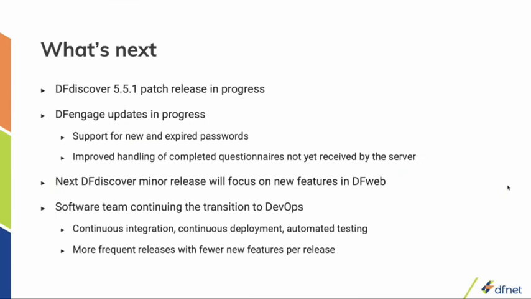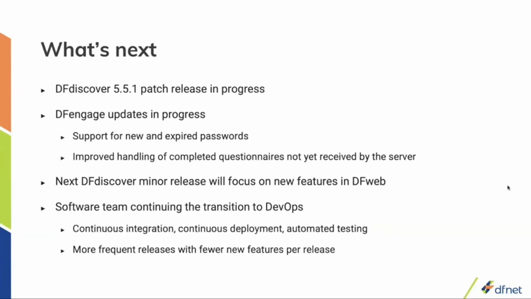And just to give you some idea of what the software team is working on now, we're very glad to get 5.5 out the door. It's been almost a year in progress, and we're glad that it is now in your hands and you can start using it. We are working on the patch release to fix some of the known issues that have come up. We're also working on updates to DFengage, our ePro app. We have some changes to support new and expired passwords and to improve the handling of any completed questionnaires that haven't been received yet on the server. So if they were completed offline, there's better handling of those types of forms.